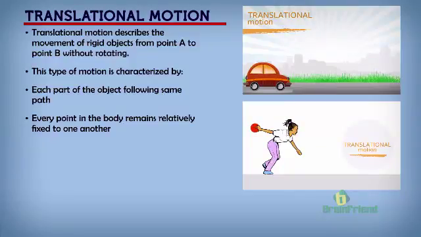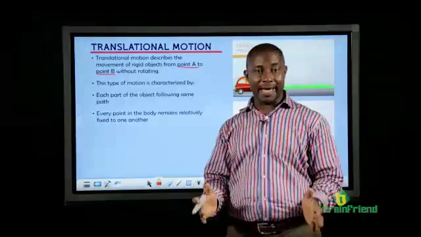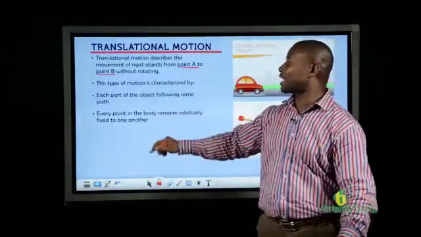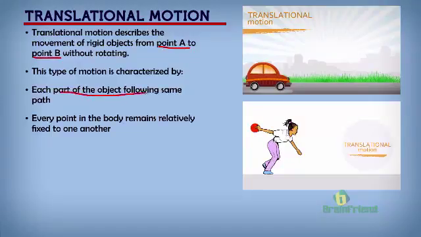Translational motion. In translational motion, objects are moving from one point A to another point B without rotating. So rigid bodies move from one point A to another point B without rotating. This type of motion is characterized by each part of the object following the same path, and every point in the body remains relatively fixed to one another. So let's look at an example of translational motion.